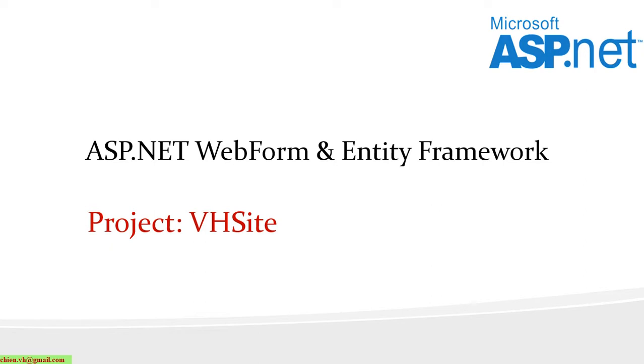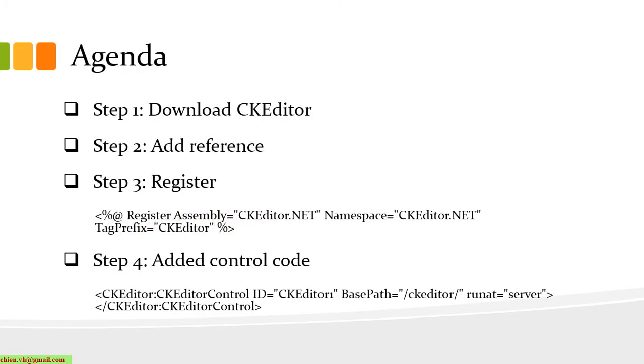Okay, so the agenda today is we will download the CKEditor from the internet to the PC, and after that we will add the reference into the solution project in Visual Studio. And step 3, we will do the registration for it. And step 4 is a related step. We add the code control for CKEditor into the project, and after that we use it for content population in your project. Okay, so now let's get started.